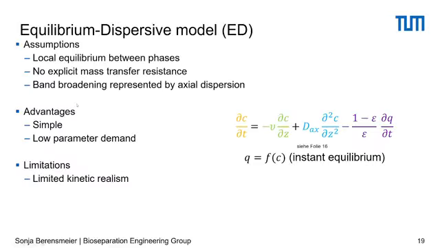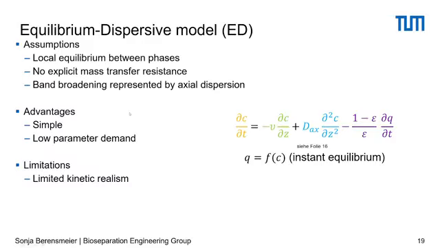So if we talk about the equilibrium dispersive model, we have to talk about the assumptions we make. In this model, we assume there's a local equilibrium between phases, there's no explicit mass transfer resistance, so we are not computing any mass transfer between the fluid phase outside of the particles moving inside the particles, and that all the band broadening is represented by axial dispersion. The advantages of this model are that it's super simple and that we have a low parameter demand.